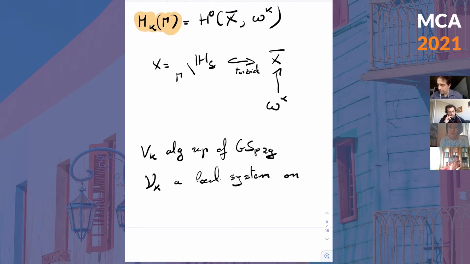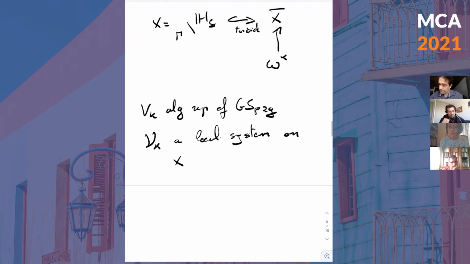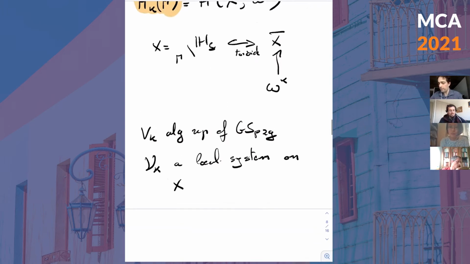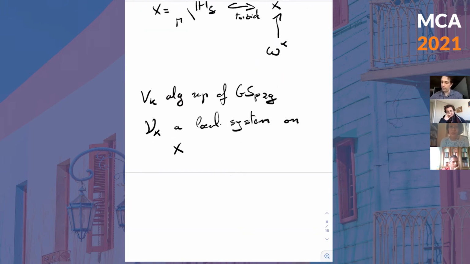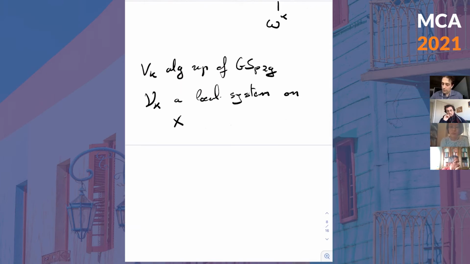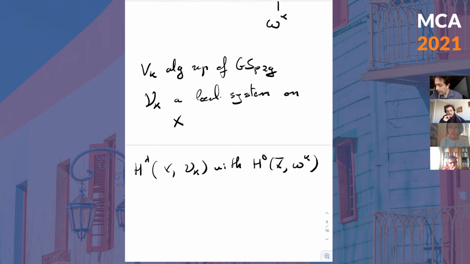On X. And I don't need to take the compactification. I mean, you extend this, you push forward to the compactification. So what I want to compare is HD of X VK with H0 of X bar omega K, where likely there will be a small shift between the weight as before. You remember that this was a shift by 2, so technically there will be a small modification here.